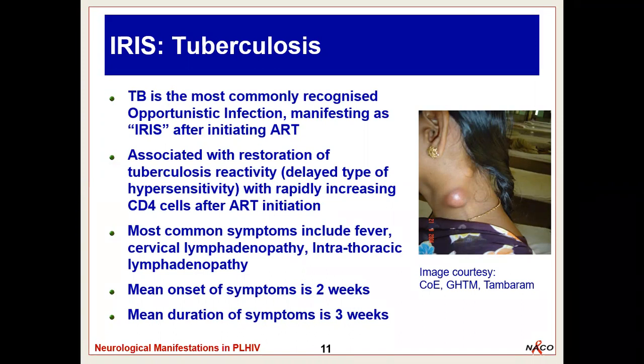I'm not going to give a talk on what IRIS is, because we'll not be able to finish it now, and I think in the last session it was already covered. But you should read more about IRIS. As is known, it is associated with the restoration of the immune system. You can either present as a paradoxical form or as unmasking. Paradoxical is something which is already there and then worsens, and unmasking is something which was not known, and because of the immune reconstitution, the patient now presents with symptoms. The most common symptoms are fever, lymphadenopathy, and intrathoracic lymphadenopathy. The mean onset of symptoms is 2 weeks, and the mean duration of symptoms is 3 weeks.